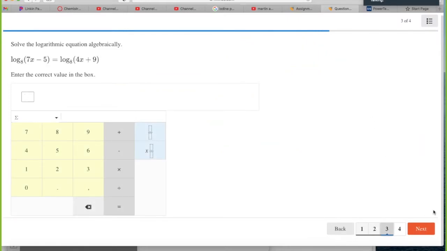Good job. I learned something from that one. Solve the logarithmic equation algebraically. So we're going to do the same thing, except this time, oh look, we have log base 8, log base 8. We have a property that tells us we can just say 7x minus 5 is equal to 4x plus 9. Well, that's some easy algebra right there.